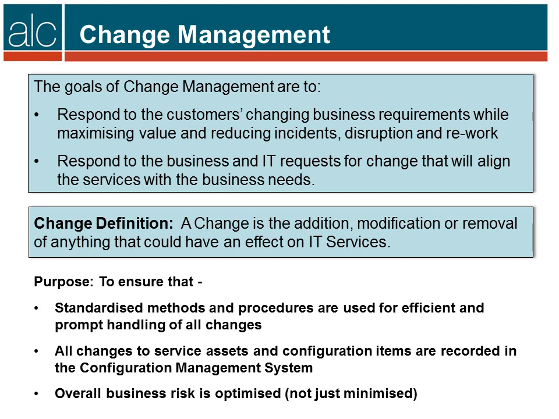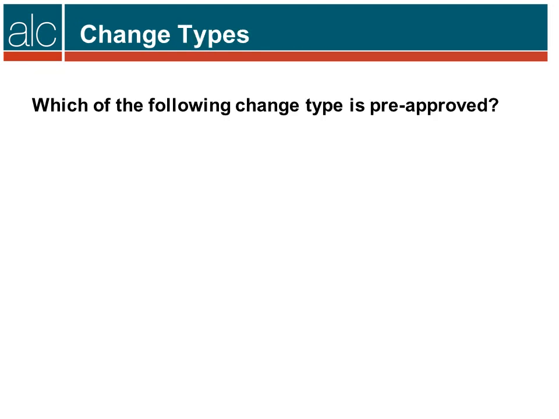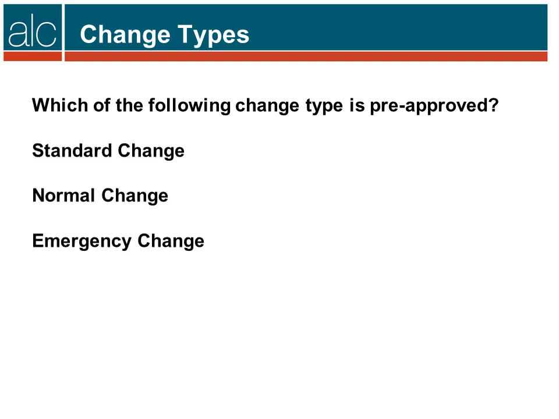So what's a change? A change is the addition, modification, or removal of anything that could have an effect on the IT services. Now, which of the following change types is pre-approved? Is it standard change, normal change, or emergency change? I believe by now you should have a good idea of which is pre-approved.